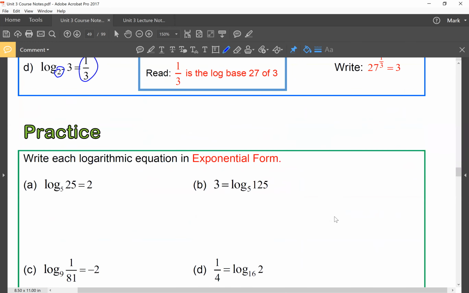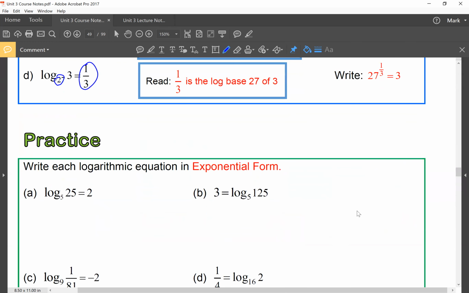So how about instead of me doing this, why don't you guys practice this? I'll just write the formula here. So why don't you guys try the first two? Just try A and B, and I'll be back in a minute.